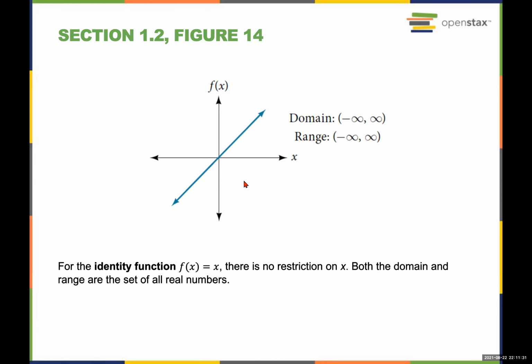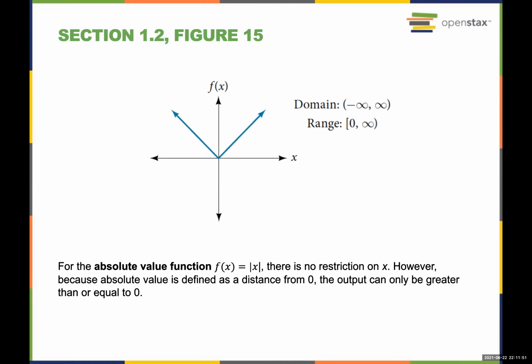Next one is this identity function. And this is easy, a domain that is from -infinity to +infinity. And same thing with the range, all real numbers. Next one, this is what you call the absolute value function. f of x equal to absolute value of x. And there's no restriction on x. However, because absolute value is defined as a distance from 0, the output can only be greater than or equal to 0. So based on the graph, everything is from 0 and above. So that's why your range is from 0 to positive infinity, and domain all real numbers.